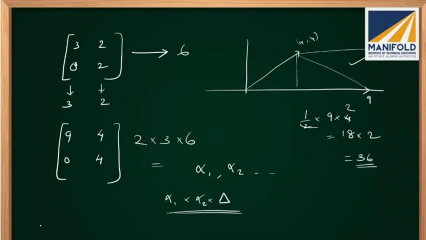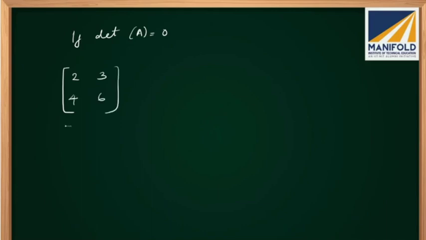I'll just give an introduction into what it means if the determinant of any matrix is 0. If the determinant of any matrix is 0, what does it imply? We'll consider a particular case. Let us consider the case of 2, 3, and 4, 6. This is a particular matrix.